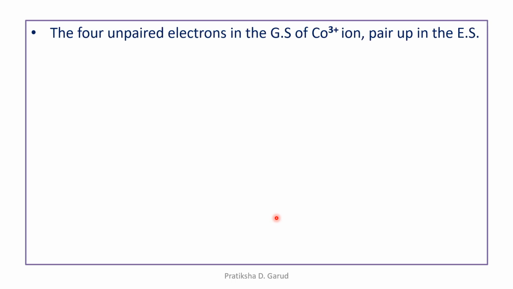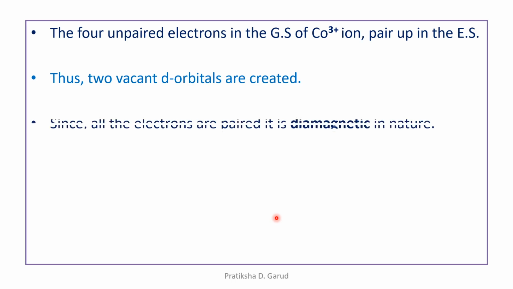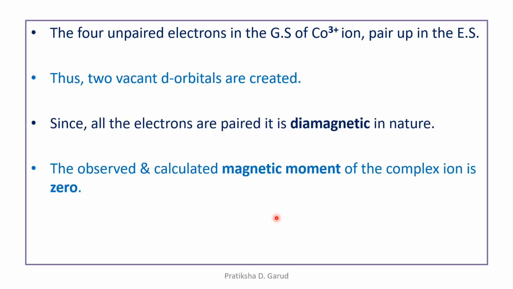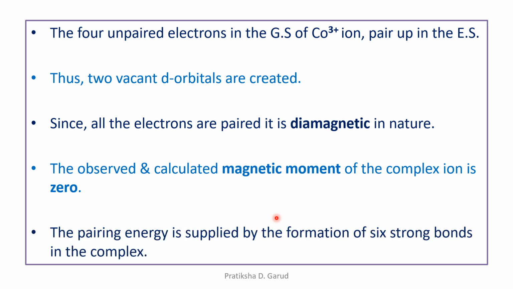So further, the 4 unpaired electrons in the ground state of the cobalt 3+ ion pair up in the excited state. Thus 2 vacant d orbitals are created. Since all the electrons are paired, it is diamagnetic in nature. Then the observed and the calculated magnetic moment of the complex ion is 0 because the number of unpaired electrons is 0. The pairing energy is supplied by the formation of the 6 strong bonds in the complex ion.